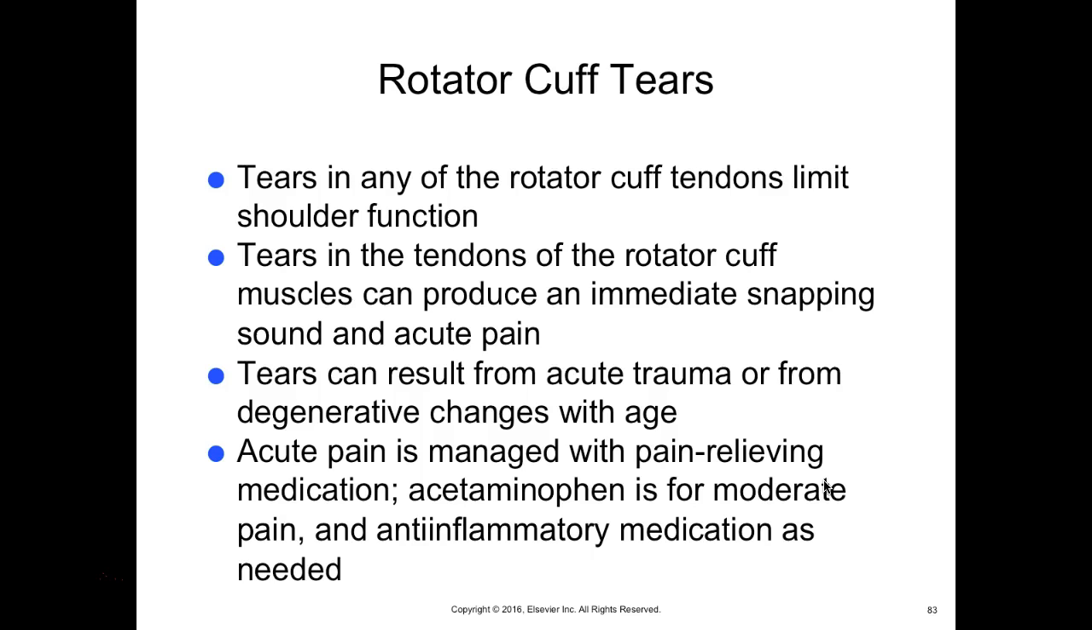Others may have a larger tear, where they can't even abduct their arm, so they can't raise their arm or rotate without being in excruciating pain, or they may not be able to do it at all because of the tear. They can result from acute trauma or from degenerative changes with age. There's acute pain, which can be managed with pain medications, and anti-inflammatory medications, and then, of course, acetaminophen, which is Tylenol.